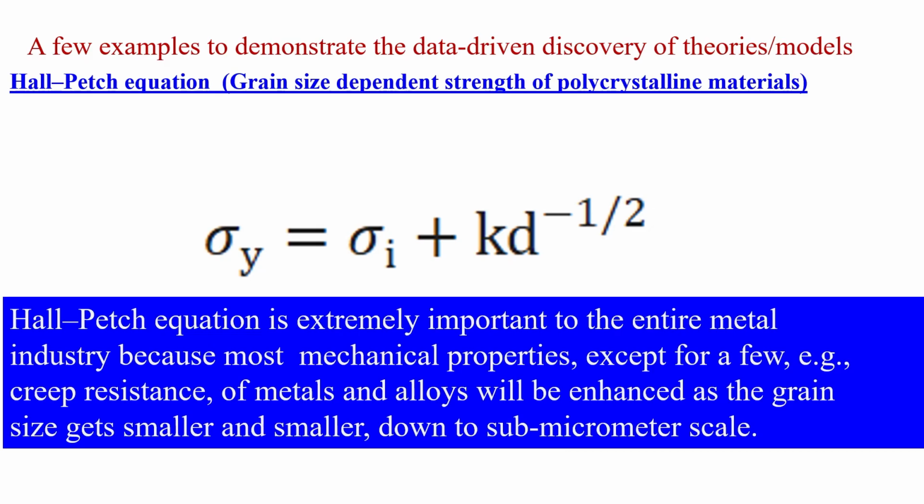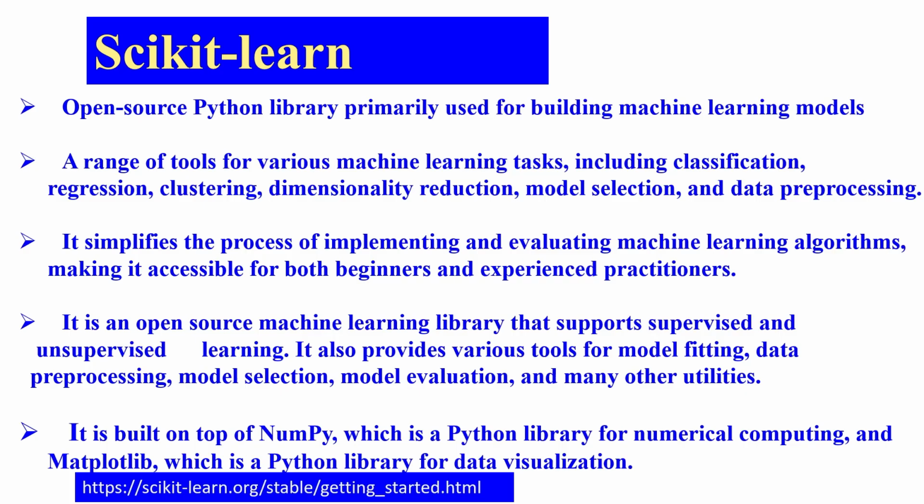And we also talked about the Hall-Petch equation. Here there are two important parameters which need to be determined. One is k, and the second one is sigma i. Sigma i is known as the frictional stress and k is the Hall-Petch coefficient. So, both can be determined by simple data analysis.